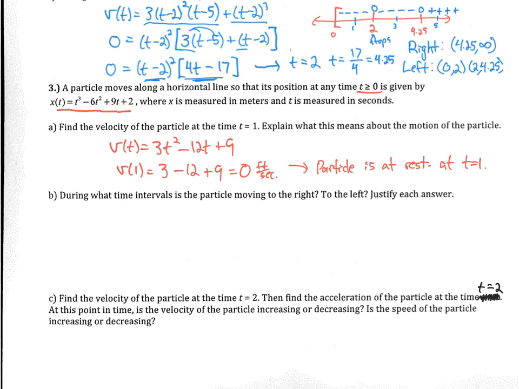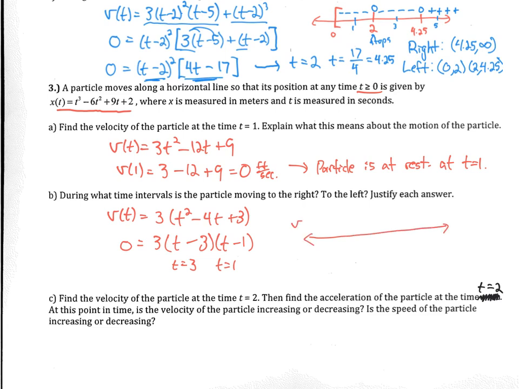Okay, next question. At what time interval is the particle moving to the right, to the left? We can approach this in much the same way as we did in the other ones. As a matter of fact, I think this might actually be very similar to the first one. So we're just going to approach it like that. I'm going to factor out a 3. And then factor completely. So t squared minus 4t plus 3 can factor into t minus 3 and t minus 1. And then we get t equals 3 and t equals 1 as our important points.